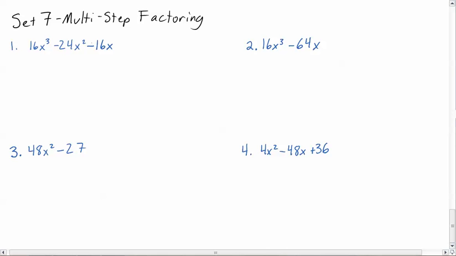All right, set 7 is multi-step factoring. Now, this is where it really gets interesting because, again, the instructions are still factor completely. Factor each of the following as much as possible. And so it's really going to be important that we pay attention to every single little detail as we're doing this. All right, so let's look at the first one.